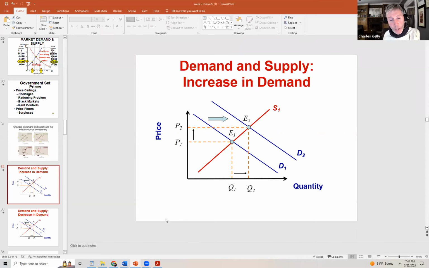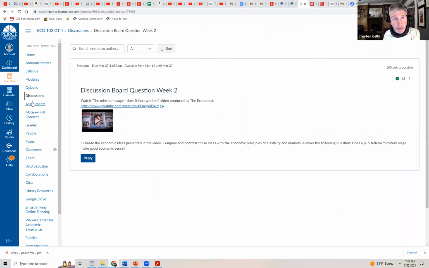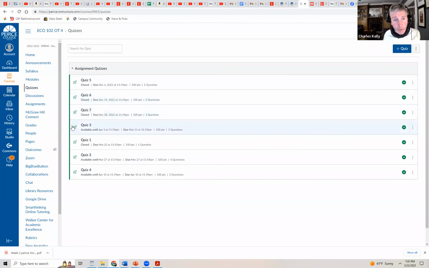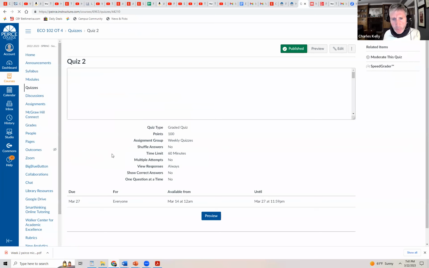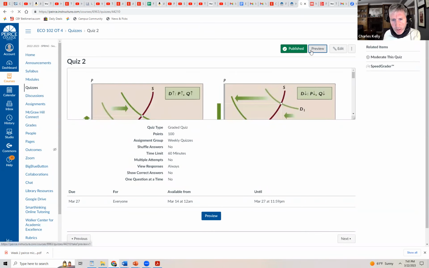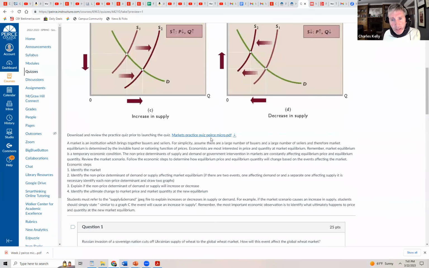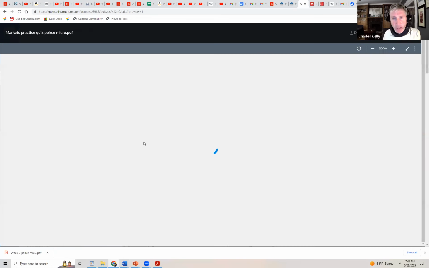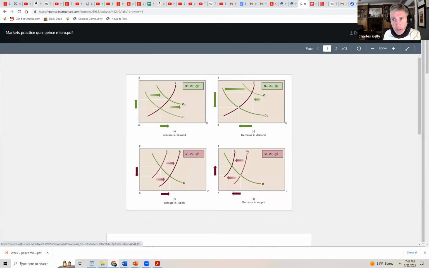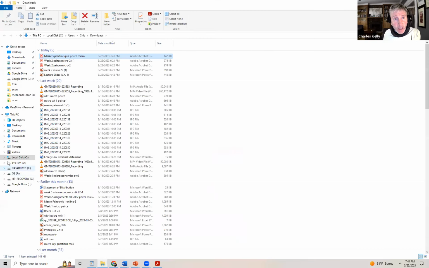One really good way to learn this material is to go over the practice quiz. Here are the quizzes, and you can go to my quiz 2. Let's go to our preview here. Let's pretend I'm a student and I have to prepare for the quiz. I have to know about changes in demand and supply and how they affect equilibrium price and quantity. The practice quiz will probably help me.